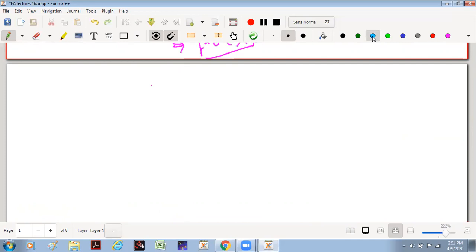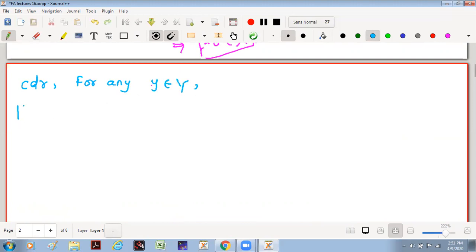Okay. Therefore, let us start or consider, for any y in capital Y, consider the norm of y minus x naught. And our aim is to prove that this norm value is greater than epsilon.